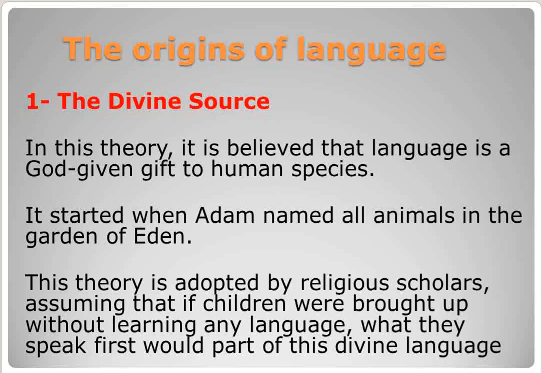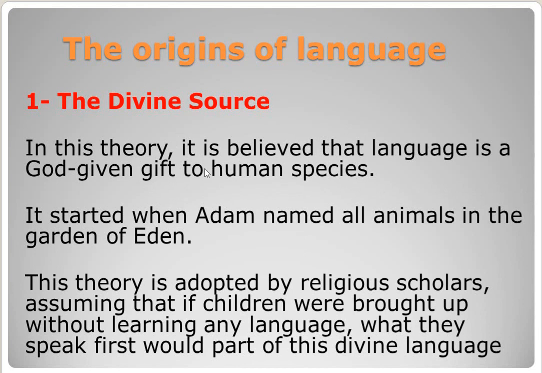We have 6 main theories on the sources and origins of language. The first one is called the divine source. According to this theory, it's believed that language is a God-given gift to the human species, and it started when God enabled Adam to name all animals in the Garden of Eden.